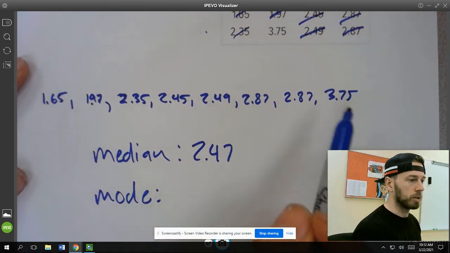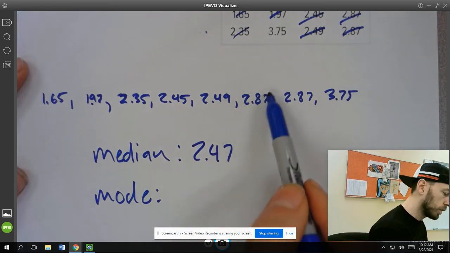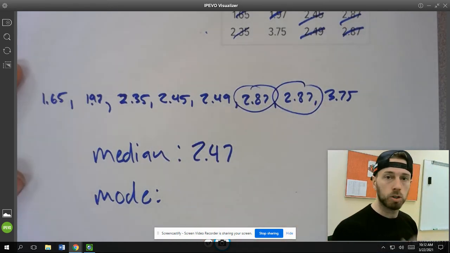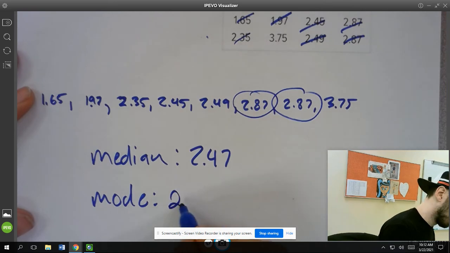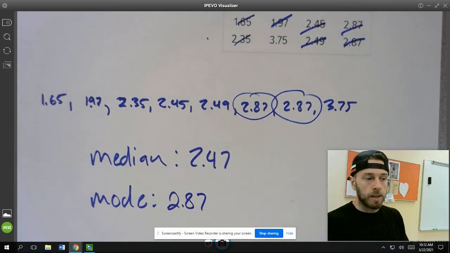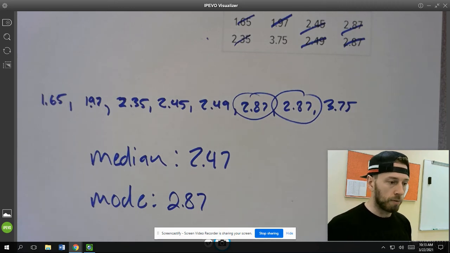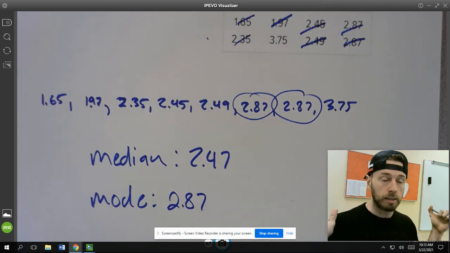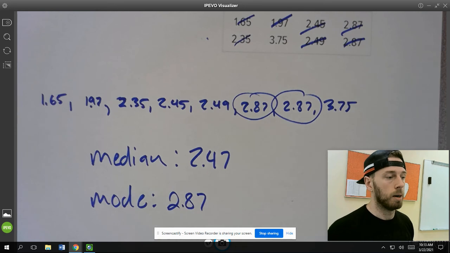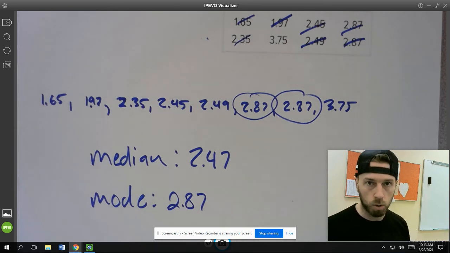Now, mode is the number that appears most often, and it looks like we've got 287 appears twice, so that's going to be our mode for this one. And again, if there are no numbers that repeat, then there's no mode. And if there's several numbers that repeat, whichever one has the most is the mode. But if they have the same amount, then you could have multiple modes.